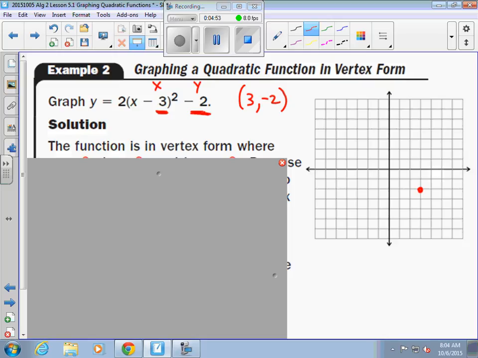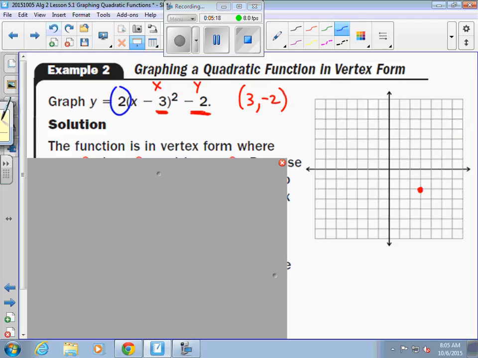Based on what it says at the end of that box a minute ago, is this going to open up or down? What's the a value? Is it positive or negative? What's the a value? That's it right there. What is it? Positive. So is it opening up or down? From here, don't trace this part. It's going to look something like that in a second. Okay, we're going to get the rest of it in just a second.